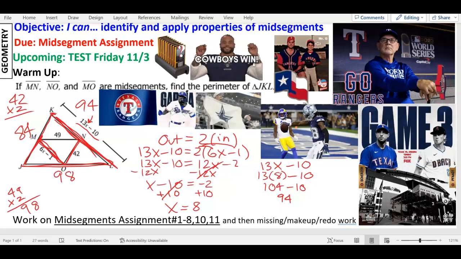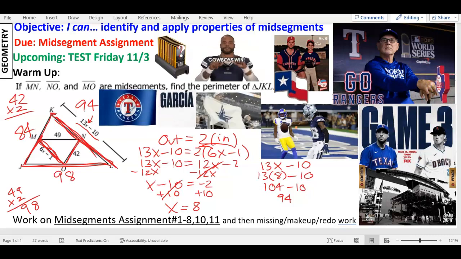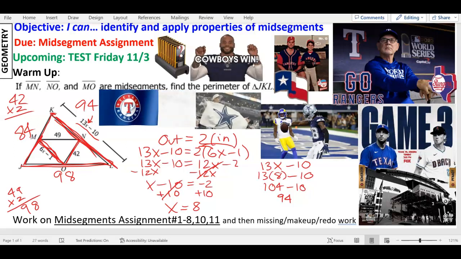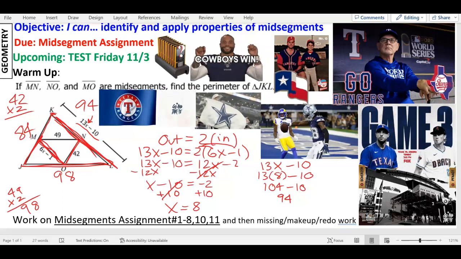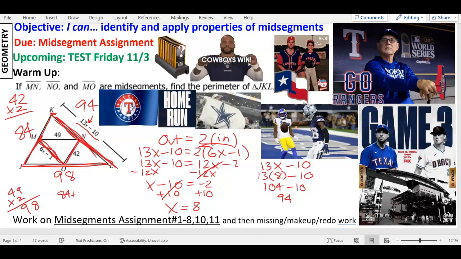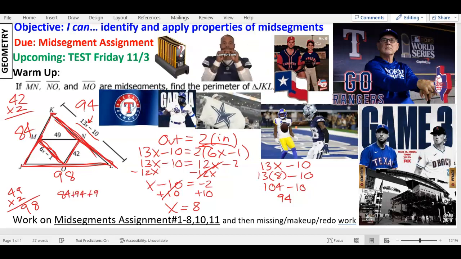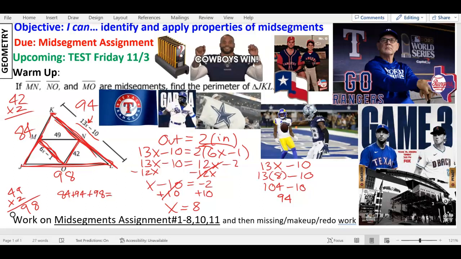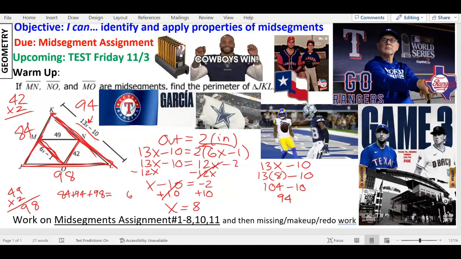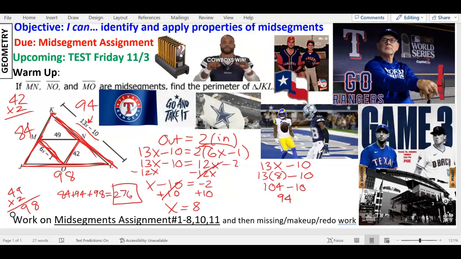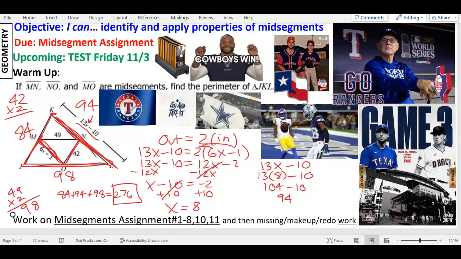Now, after finding all 3 sides, how do I get the perimeter? Add up all 3 sides, right? Hey, no phone. So look right here. Let's add these up. 84 plus 94 plus 98. What does that equal? 276 is correct. We're talking. So you add up those 3 sides to get the perimeter, you get 276.